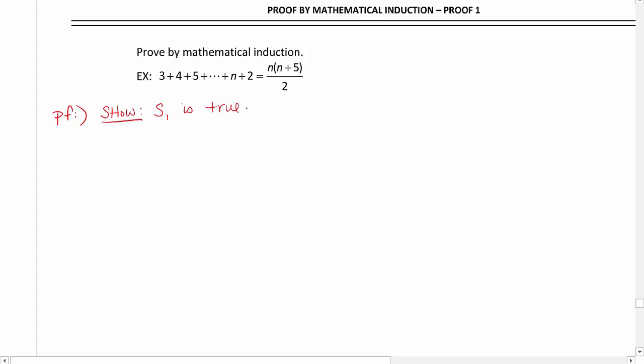All right, well, to show that S sub 1 is true, we're simply going to plug 1 into this formula and see if we get 3, which is our first term there. So plugging 1 into my formula, we get 1 times 1 plus 5 divided by 2. It's 1 times 6 divided by 2. And we get 3, which is that first term. So we've shown that S sub 1 is true.